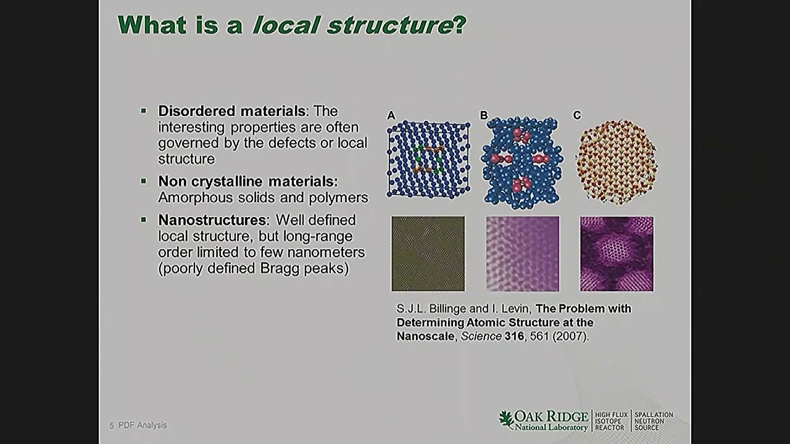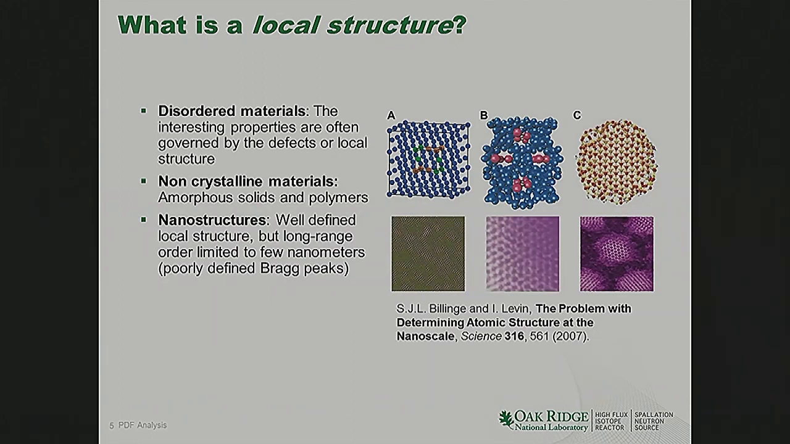All right, so all joking aside, what is local structure? When you hear this total scattering local structure technique, we're talking about ways to look at disordered materials, so materials that have defects on a local scale that aren't reflected in their long-range crystallographic structure. We're talking about non-crystalline materials, so amorphous solids, some of you study concretes, polymers, or nanostructures, so materials that have just a well-defined local atomic order, but they don't have long range.